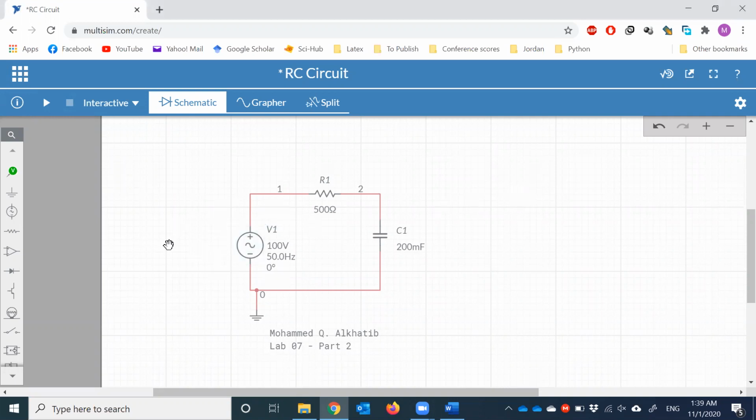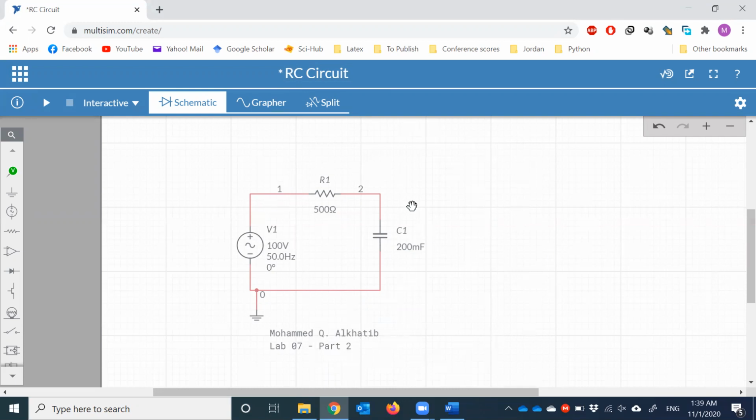So far we have been using DC supplies. Now this is going to be our AC source, and we have a resistor and there's a capacitor. So that's an RC circuit. And in the last tutorial I showed you how to change the title of the circuit and to add a text annotation in the circuit. And this one, actually this is part 2. So part 1 will be RL circuits.